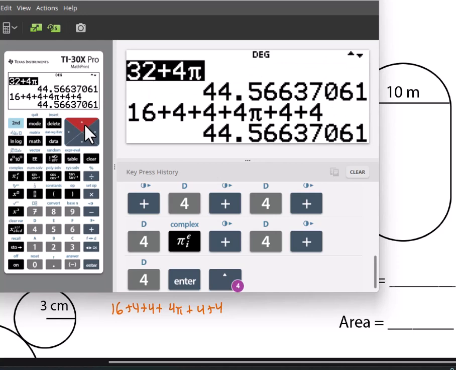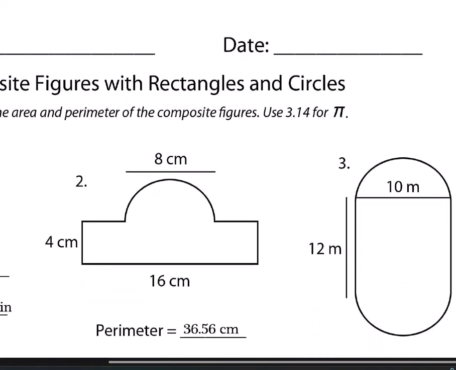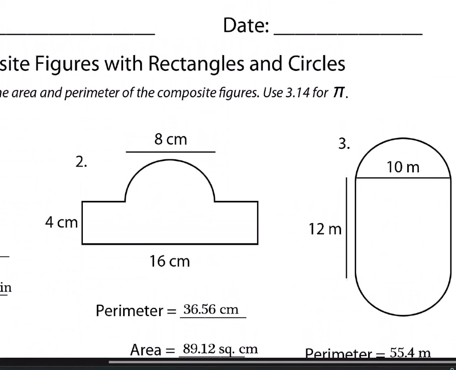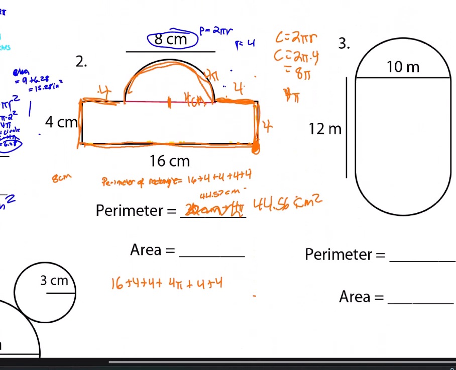Yeah, 44.56. So I'm pretty sure that's right. So the perimeter is 44.56 centimeters, not inches squared, centimeters. Okay, all right. So now for the area.